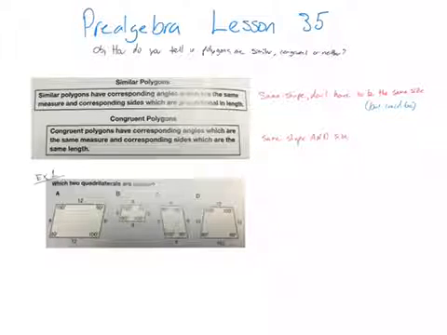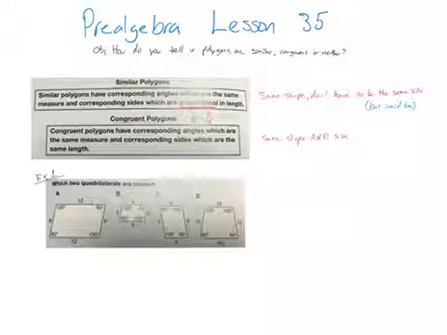So let's go ahead and talk about the definition of similar polygons and congruent polygons. Similar polygons have corresponding angles which are the same measure and corresponding sides which are proportional in length. Proportional means, like, 1/2 is equal to 2/4, right? That would be proportional to each other.